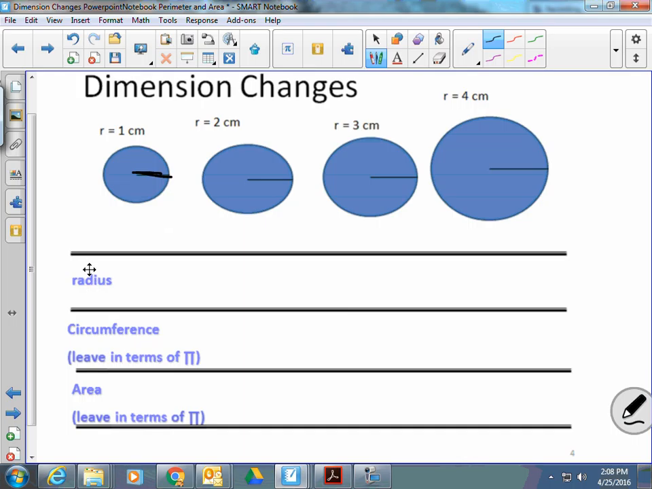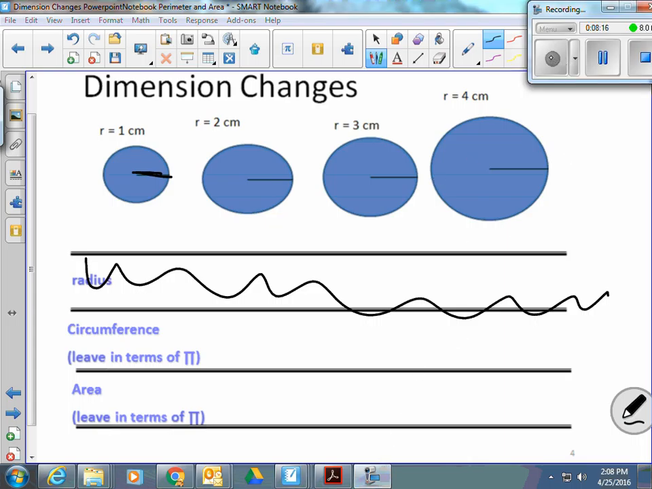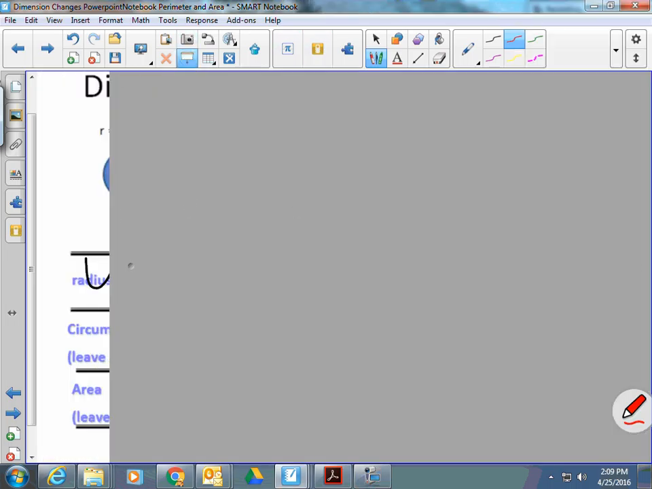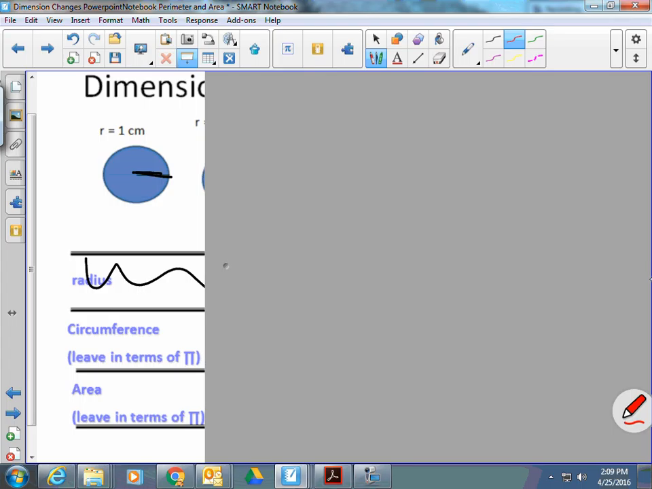So I want you to create this table on your paper. I'm going to give you a second. Just create it. Don't try and fill it in yet, because I want you to fill it in a certain way. All right. So right here, let's take a look at this first one, right? How do I find the circumference of a circle?